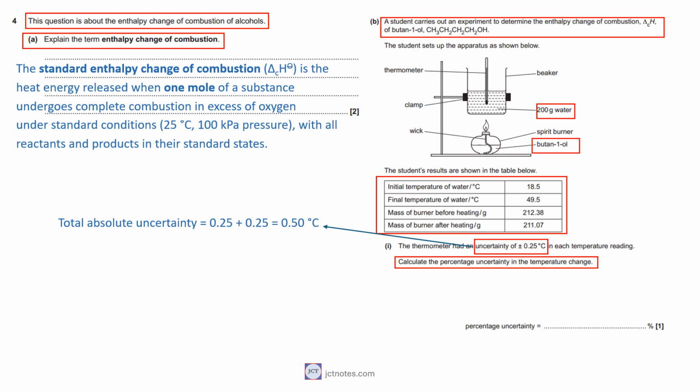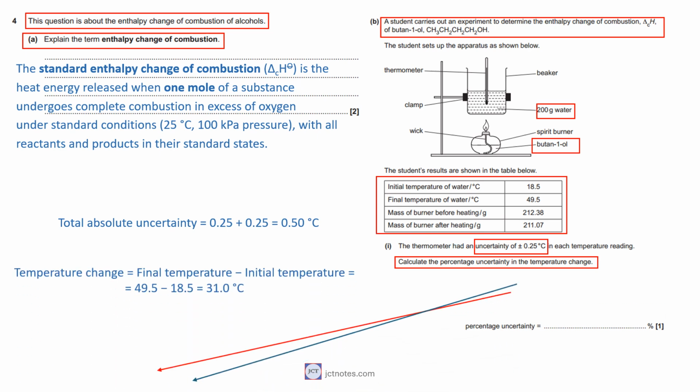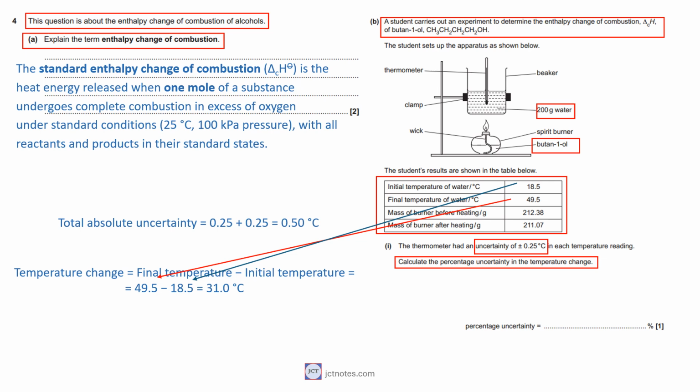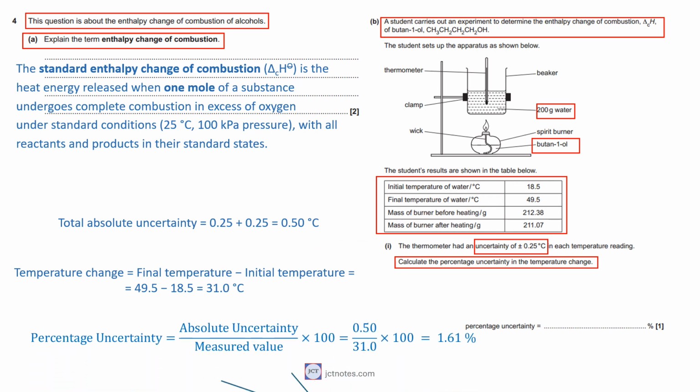Celsius. The temperature change measured by the student is the difference between the final and the initial temperature, that is 31 degrees Celsius. The percentage uncertainty is the ratio between the absolute uncertainty and the measured value multiplied by 100. It is 1.61.